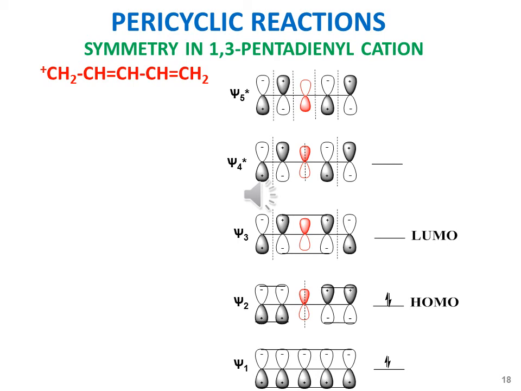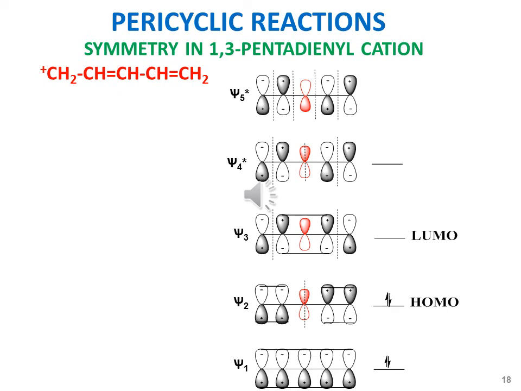Now it's the time for the filling of the electrons among these molecular orbitals. First of all, the lowest energy molecular orbital will be filled, and hence 2 electrons go into the psi1, and the remaining 2 electrons will occupy the psi2.